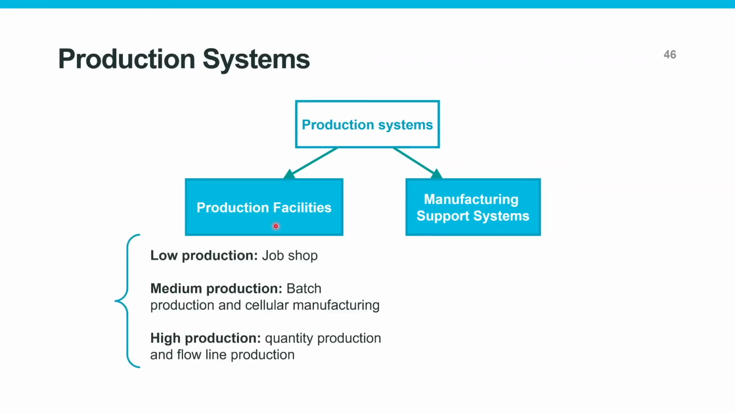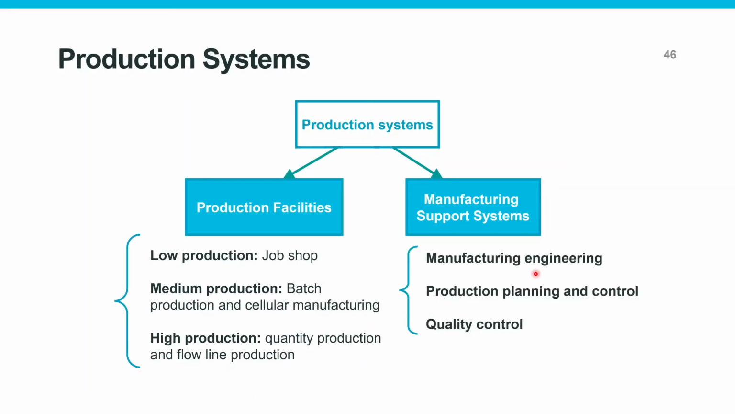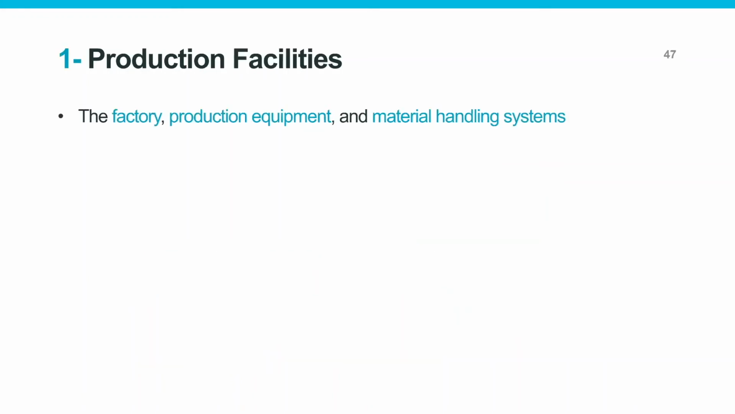In the production facilities, we have the low production, which we call job shop. We have medium production, which we call batch production and cellular manufacturing, and also the high production, quantity production and full line production, which we're going to discuss in the next few slides. In the manufacturing support systems, we have manufacturing engineering, production planning and control, and quality control.